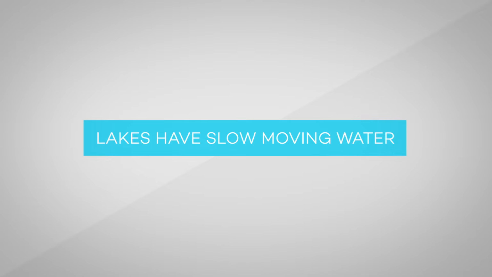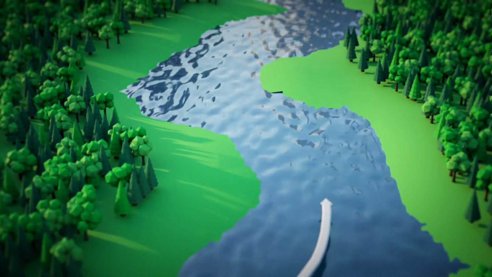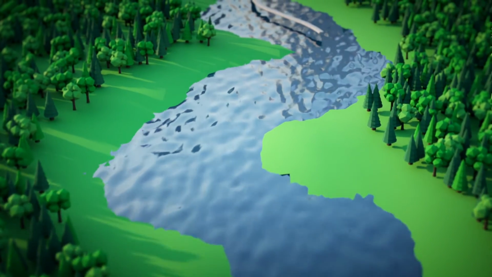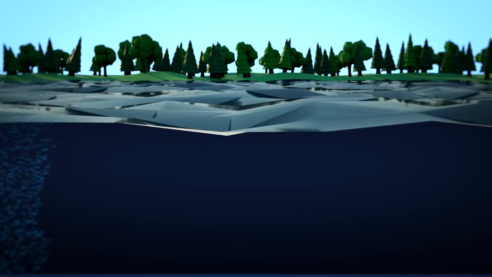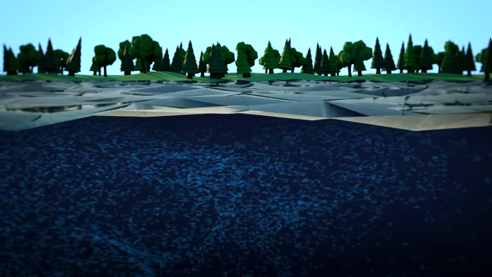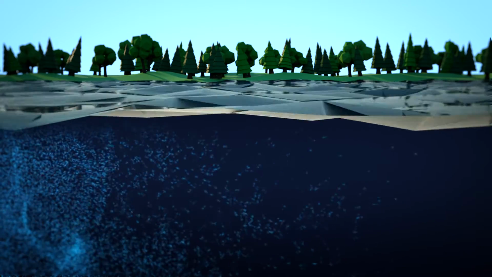Lakes have slow-moving water. The easiest way to define a lake is by looking at the movement of its water. How long does the water reside in a particular location? Scientists call this the residence time. In rivers and streams, a molecule of water moves through a location in a day, sometimes even within seconds. Lakes have longer residence times, often years or decades.